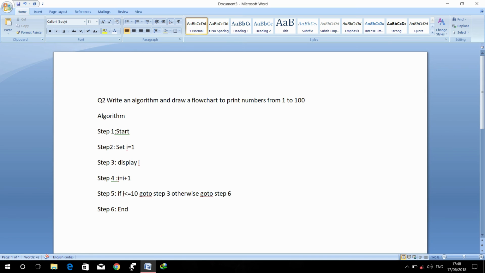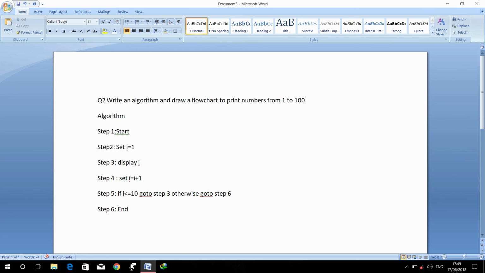So the first step is start, obviously. The second step is to set I equal to 1. That means we initialize a variable I with the starting point, that is 1. So I equal to 1, then it goes to step number 3 and displays I. Okay, so it displays 1. Now it goes to step number 4 and sets the value of I equal to I plus 1. Sorry, here we have to put set I equal to I plus 1, that is, initially the value of I is 1, so I equal to 1 plus 1, that is 2.